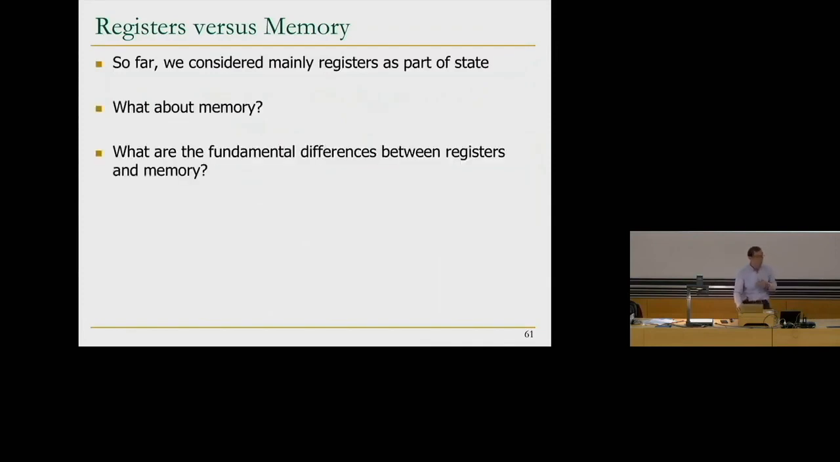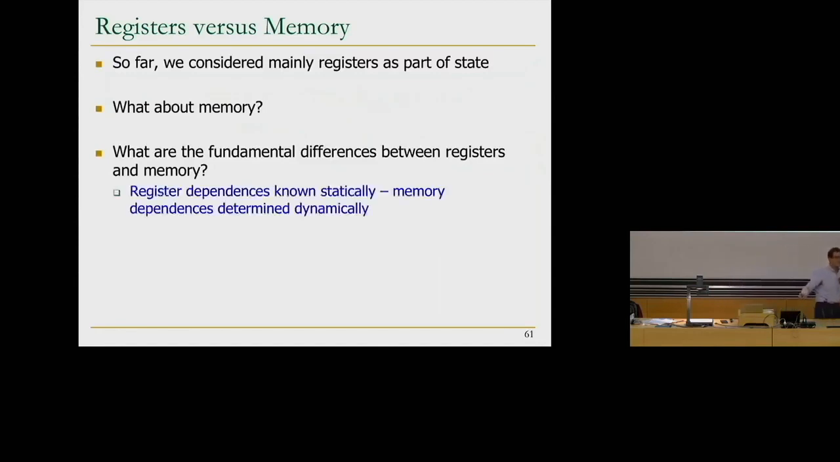So we considered mainly registers as part of the state. What about memory? There are multiple fundamental differences between memory and registers. The first one is really interesting because it's going to cause a lot of complexity and headache in the design. Register dependencies are known statically, meaning you look at an instruction, it sources register 3, you know the sources, you know the destination. Good, you can do renaming easily, right? Because you know everything at the front end of the machine after you decode the instruction. But memory, you need to execute the instruction a little bit to get the address. So you don't know the memory address of an instruction at the beginning of the pipeline in the decode stage. And this is the cause of all of the headaches that we're going to have.